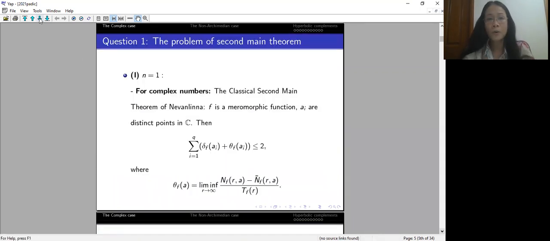Related to question 1, when we consider n equal 1, that means when we consider a meromorphic function, then the bound is 2, and even that we can add some other term. This means you don't need to count all multiplicities. You only need to look at simple zeros. So this is a very strong bound and the best thing for complex numbers. So here the ai are complex numbers.